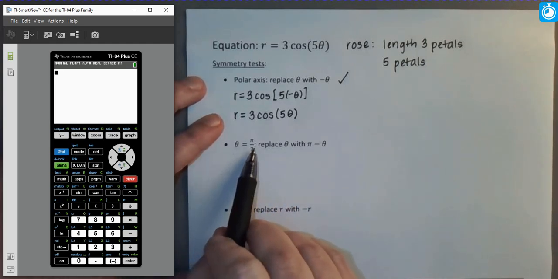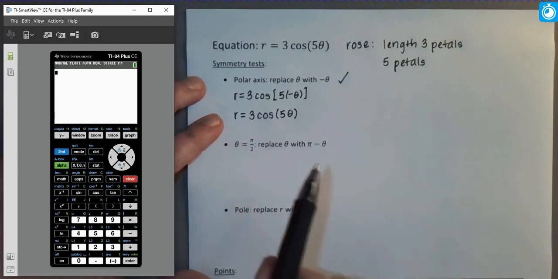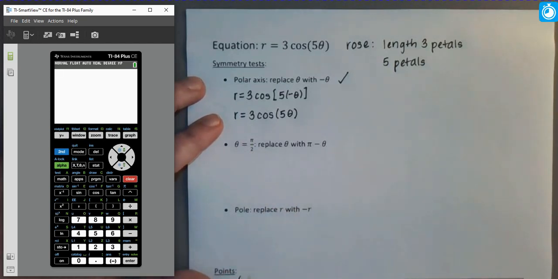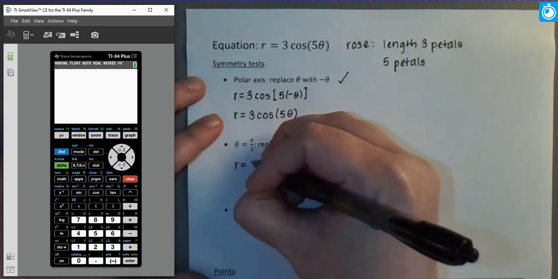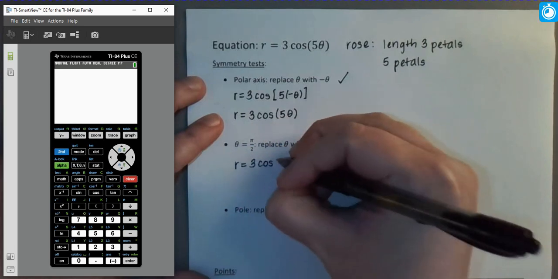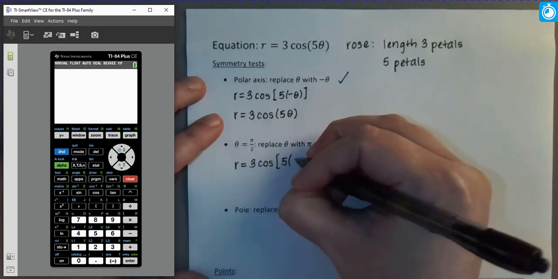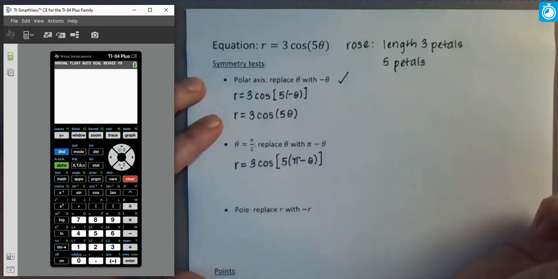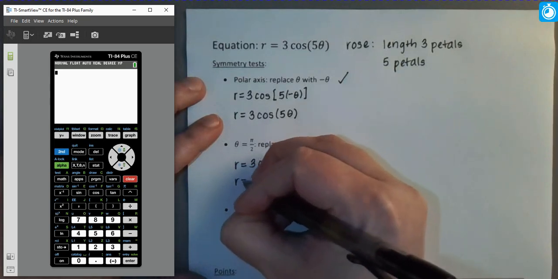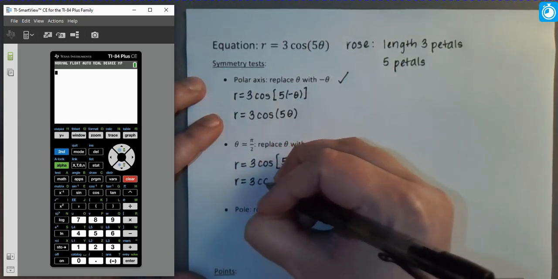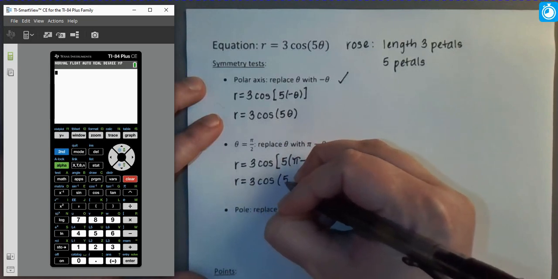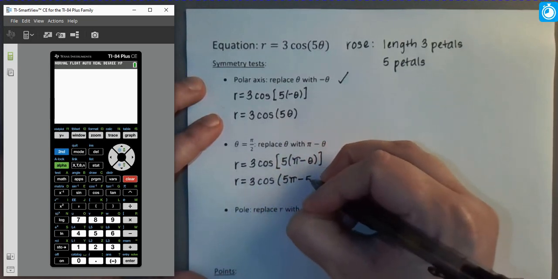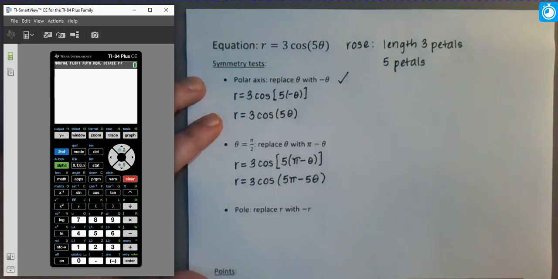Okay, now let's test the vertical axis, theta equals pi over 2. We're going to replace theta with pi minus theta and then simplify the equation and see what results. So r is equal to 3 times the cosine of 5 times pi minus theta. So this is going to take a little bit more work with our simplification. So let's start by distributing that 5. So 3 times the cosine of 5 pi minus 5 theta. Okay, and now we have a cosine difference.